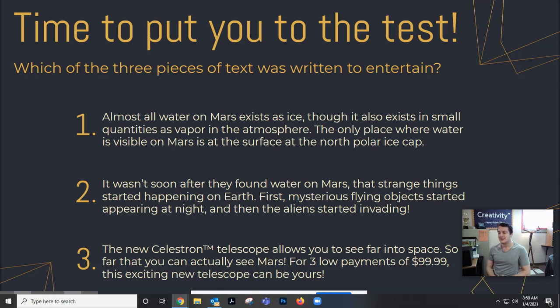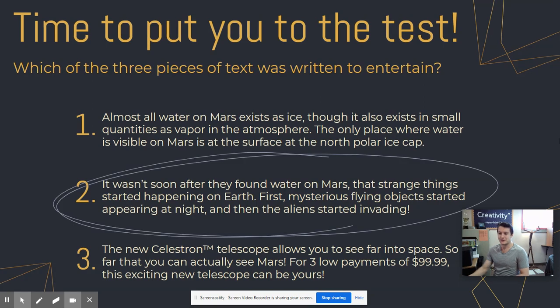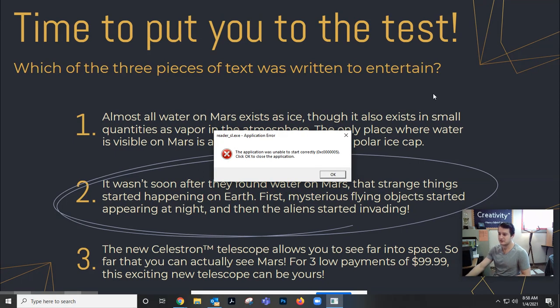All right. So, which one was written to entertain? Number 1, number 2, or number 3? Well, if you thought number 2, then you thought correct. There we go. I was waiting for the circle to come up there. Number 2 was written to entertain the reader because it is fictional. At least I hope it is. I hope the aliens have not started invading. So number 2 is correct.